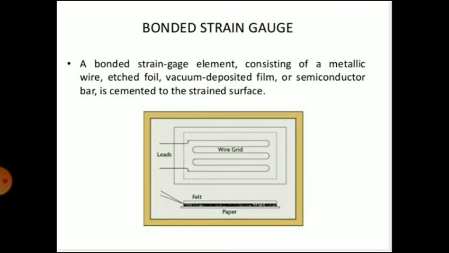Then on the basis of mounting the strain gauges on a component, the first type is the bonded strain gauge. You can see in the diagram there is a wire grid and two leads that are connected to the Wheatstone bridge. A bonded strain gauge element, consisting of a metallic wire, etched foil, vacuum deposited film or semiconductor bar, is mounted or cemented to the strain surface.